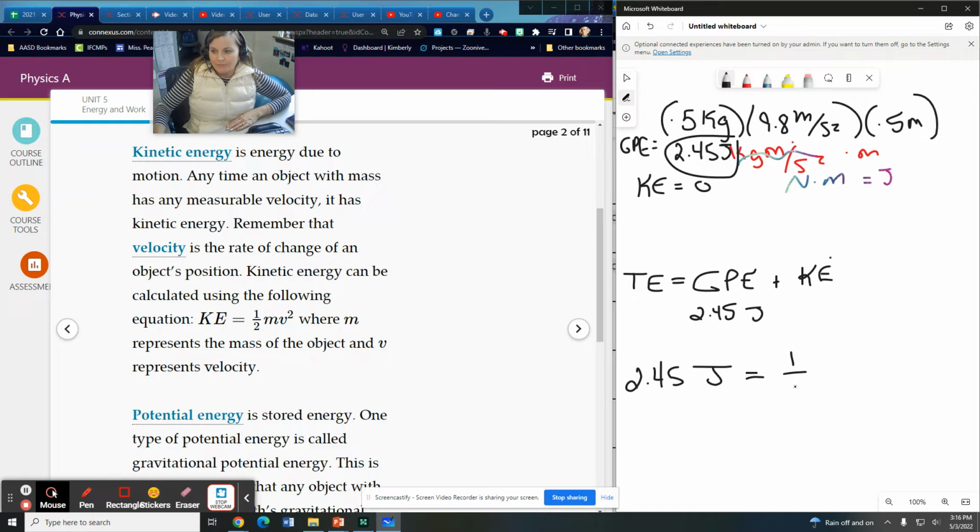equals 1/2. The mass of it was 1/2 of a kilogram. And then times velocity squared, which we don't know what that is. But I'm going to solve for it because we can do that. That's what's cool. So I'm going to just isolate v squared here. So to do that, I'm going to multiply both sides by 2 because if I want to get rid of the 1/2, I'm going to multiply by the reciprocal, which means I'm multiplying by 2 on this side. That gets rid of my half. Okay. Multiply this side by 2. So 2.45 times 2 is 4.9.